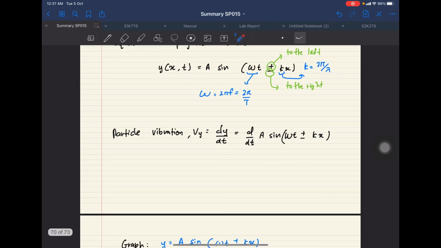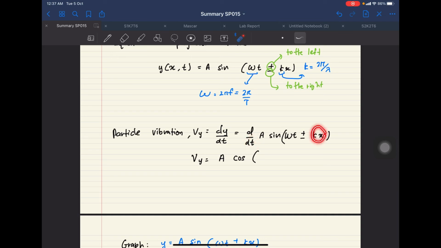Okay, back to this one. If you want to differentiate this, what will happen is that you will get Vy equals sine becomes cos, right? And this is a differentiation with respect to t, time.